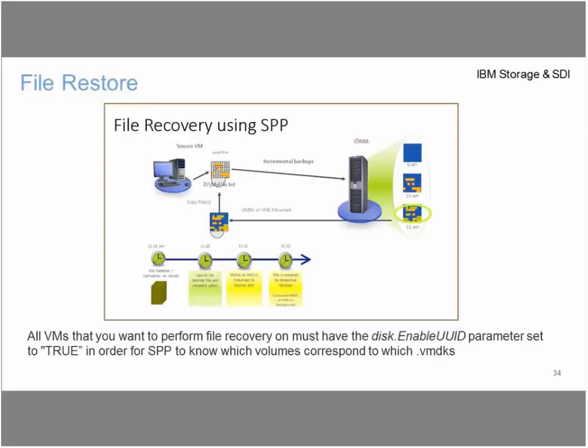One thing to keep in mind, if you are interested in doing the file level metadata indexing and restore, you do need to make sure that the enable UUID parameter is set to true on all the VMs that you want to perform the recovery to, and that's just to allow Spectrum Protect PLUS to know the volumes that correspond with the VMDKs essentially within the virtual environment.